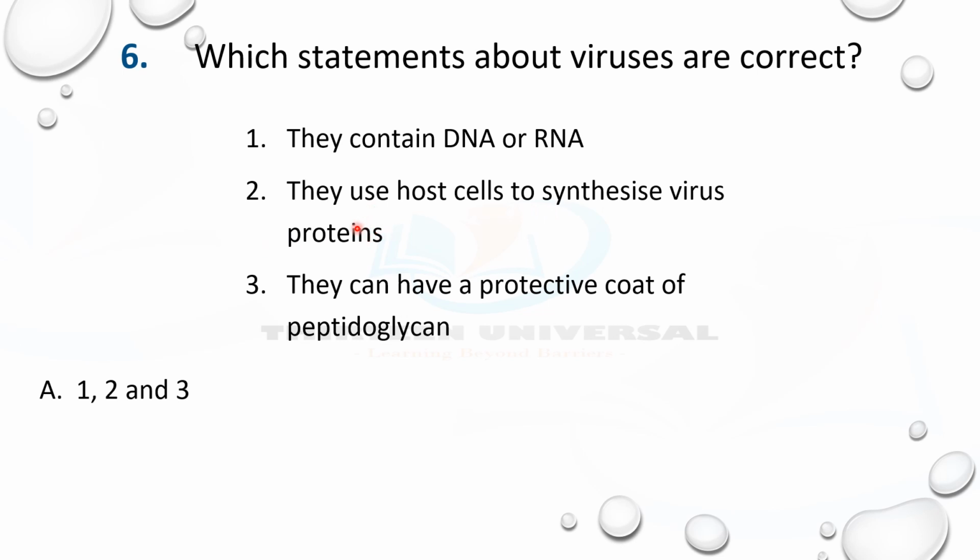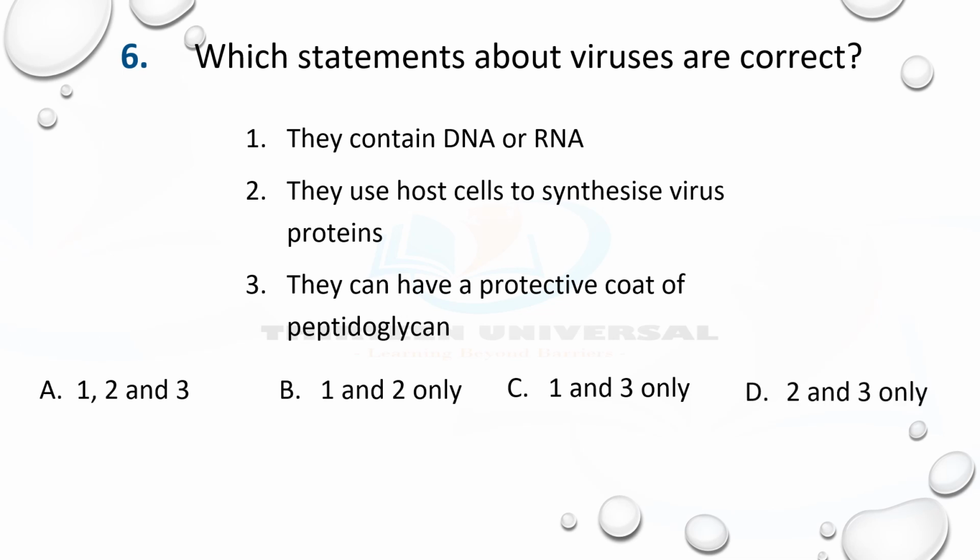Yeah, this is correct because they lack organelles. Viruses lack organelles, right? So that's why they are said to be acellular. And of course, 3 says they can have protective coats of peptidoglycan. This is not correct. Viruses don't have peptidoglycan as protective coats. What they have is capsid protein coats, capsid, not peptidoglycan. Peptidoglycan is found in prokaryotes, not in viruses. So 3 is wrong.